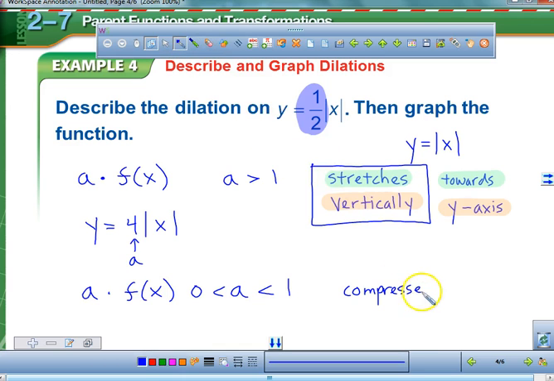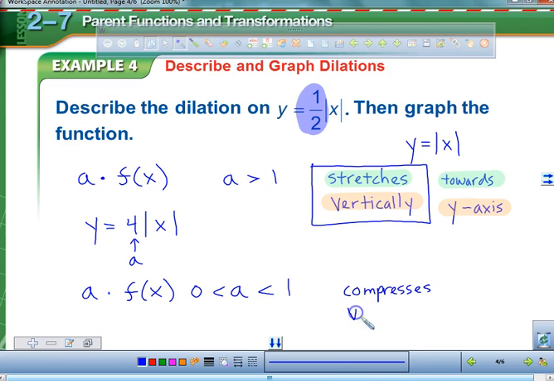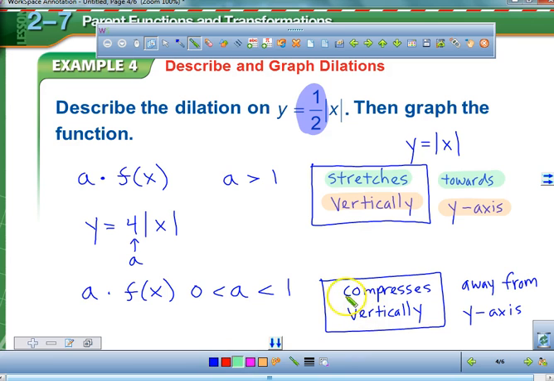We'll call it compress instead of compresses. Compresses horizontally. I'm sorry, not compresses horizontally. Compresses vertically. Sorry. Compresses vertically. Okay. So this would be your final answer because compresses means away from. It's going away from what? It's going away from the y-axis. So when you see the word compress, I want you to think it's going away from. When you see the word vertically, still think of the y-axis.